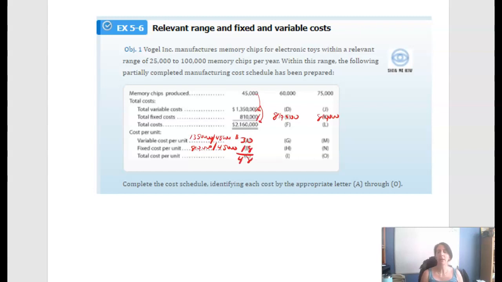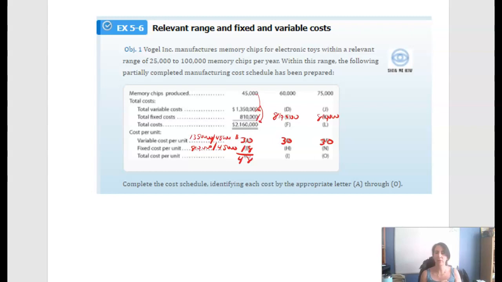Okay. Now, what if we're making 60,000? Well, variable cost per unit doesn't change. That was back to the example I gave you the first time. If I make one, it's $10. If I make two, it's $20. If I make three, it's $30. But it's $10 a piece no matter what. So that's kind of the same thing with the variable cost. It's going to be $30 a piece, no matter how many we make. Okay, so I'm going to put that in both of these.